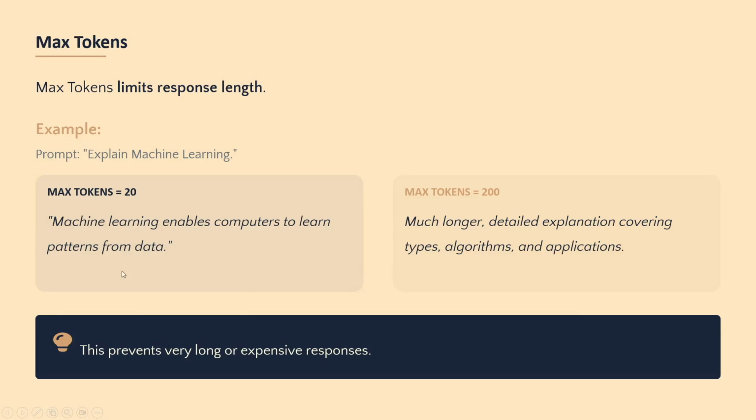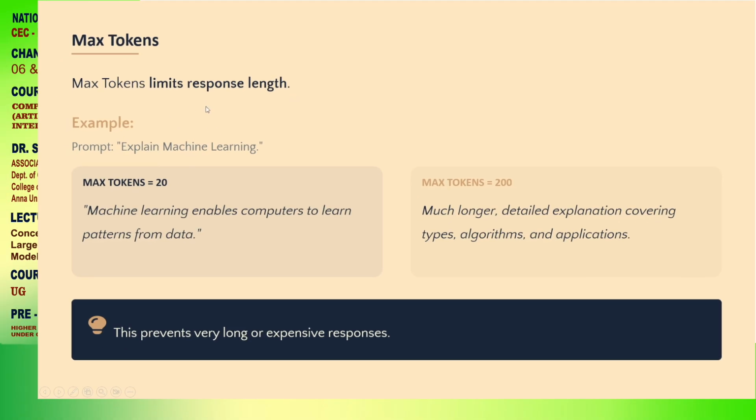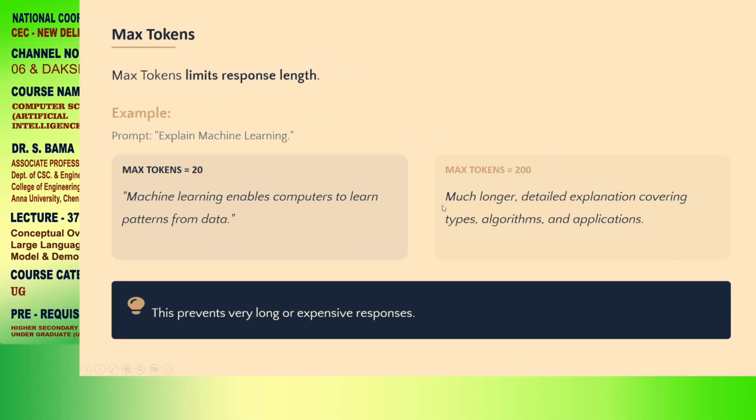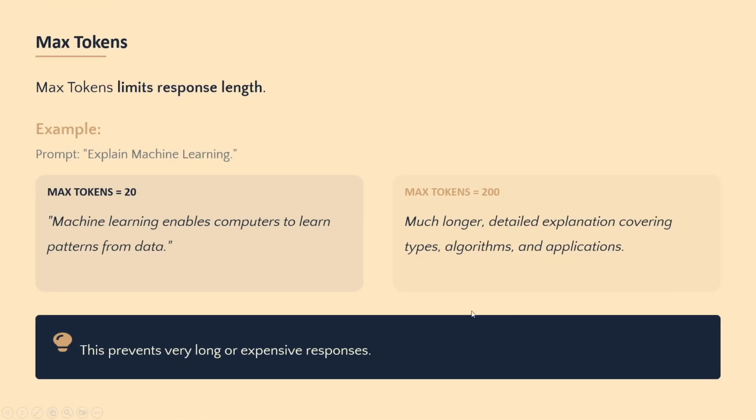Now, another keyword is the maximum token. Maximum token limits the response length. Suppose for example, we say explain machine learning, and by default it would give a maximum token of 20, but suppose we want it to expand a bit and give more detail, we can specify the maximum tokens to be 200, so that there will be a good explanation to it. So, it works in both ways. If it is very less, we can expand it more, or if it is much more, we can compress that.